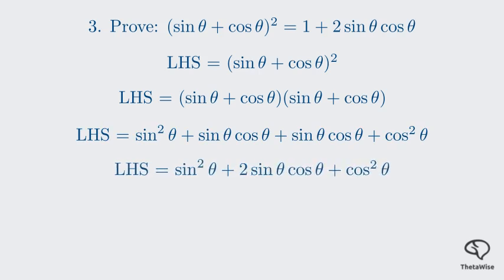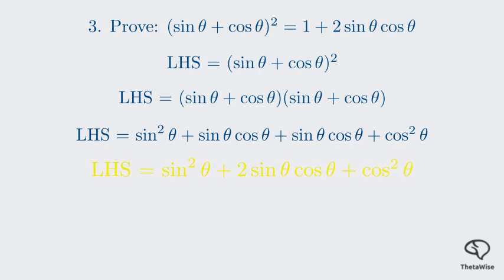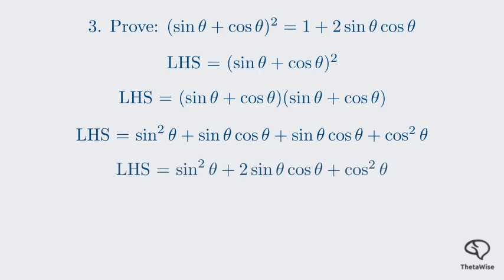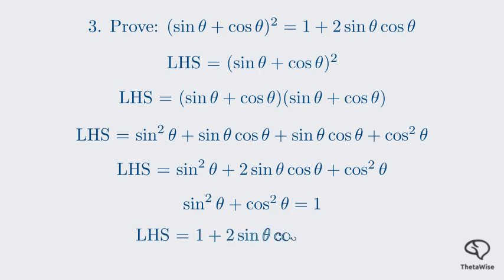Take a moment to look at this expression. Do you see anything familiar? Of course. The Pythagorean identity is right there. We have sin squared plus cos squared. We know this simplifies to 1. Let's substitute that into our equation. The left-hand side simplifies beautifully to 1 plus 2 sine theta cosine theta. And that, my friend, is exactly the right-hand side of the identity we were asked to prove. Success.